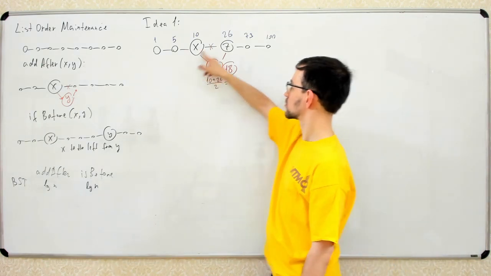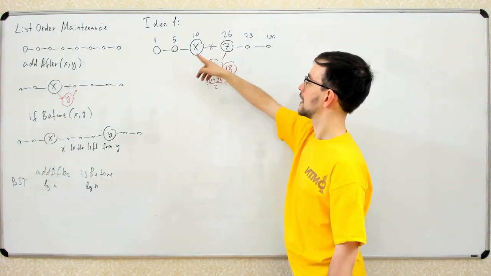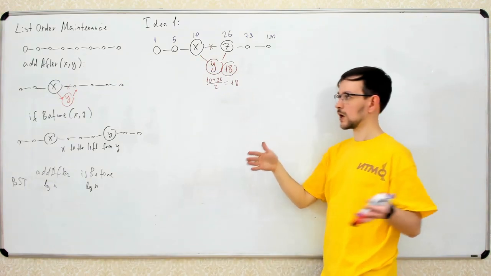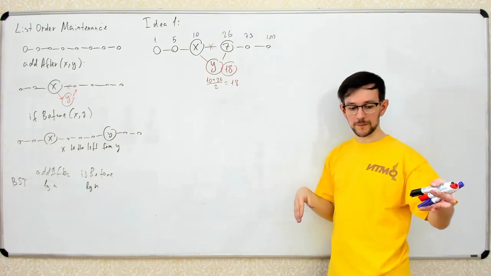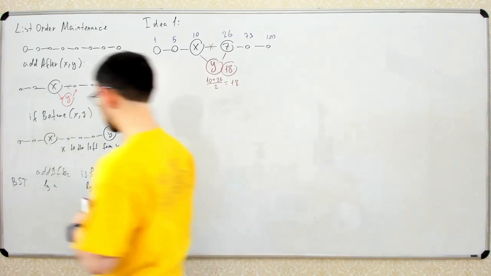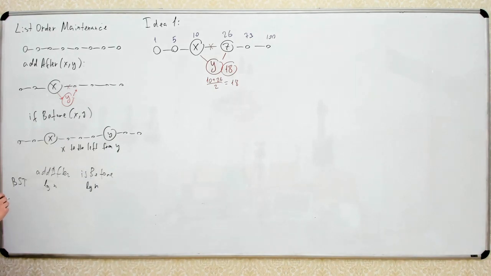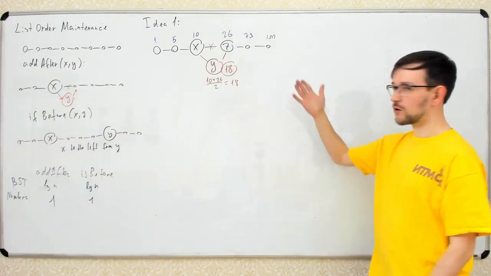So we maintain some integers in all nodes. When we add a new element, we put the average value of these two elements here. And now again, all integers are in sorted order. When we need to compare two elements, we compare these numbers. The element with a smaller number is always to the left, right? So let's call it number string. So we can add a new element in constant time and check if one is before the other in constant time, right? All operations work in constant time.